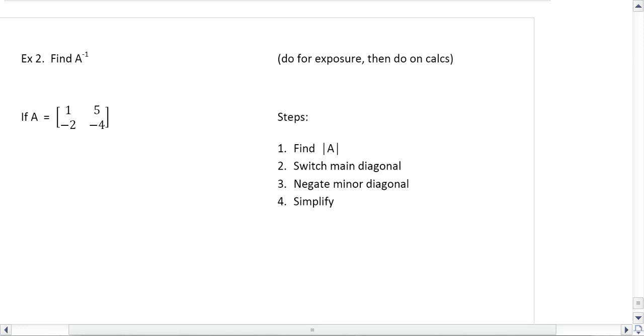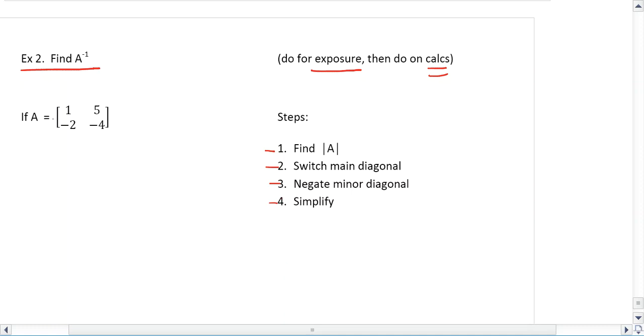So this is an example. I'm going to do it pencil and paper, finding the inverse. I guess this goes under the category of exposure. I want you to see this, but then we're actually going to use our calculators to find this. So I kind of listed the steps here. Find the determinant, and then we'll put 1 over the determinant. We switch the main diagonal, negate the minor diagonal, and then we'll simplify it.